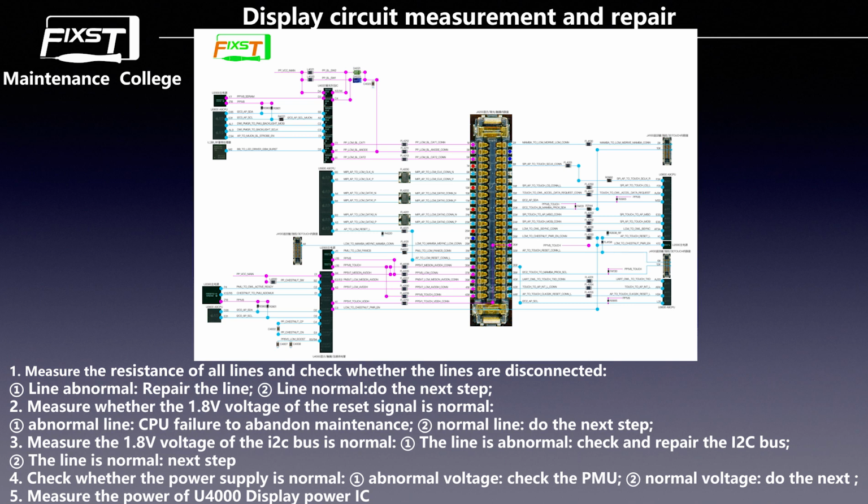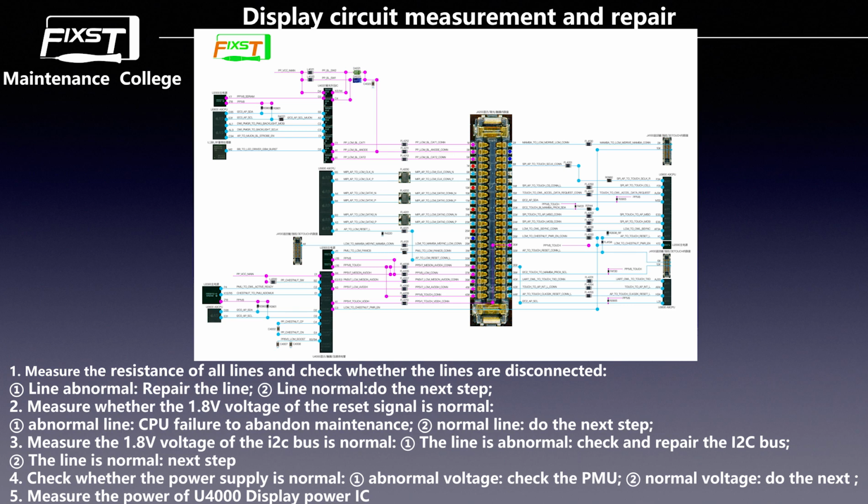Okay, if you test the line and it is normal, we do the next step: we need to test the voltage. First, we need to test the reset signal. Normally, the reset signal voltage is about 1.8 volts. So we can test this 1.8 volts to confirm whether this signal is okay or not. If the reset signal voltage is abnormal, in most cases the CPU has some problem causing this abnormal voltage. After we test this line and it is normal, we do the next step.